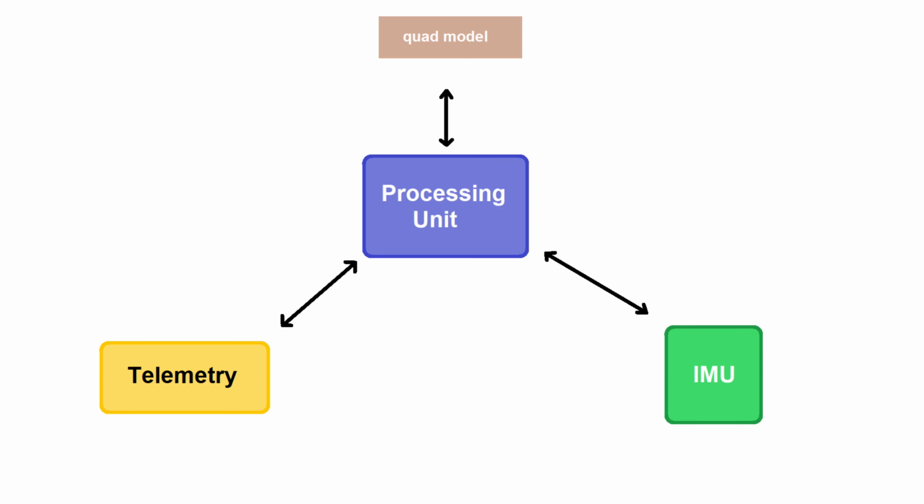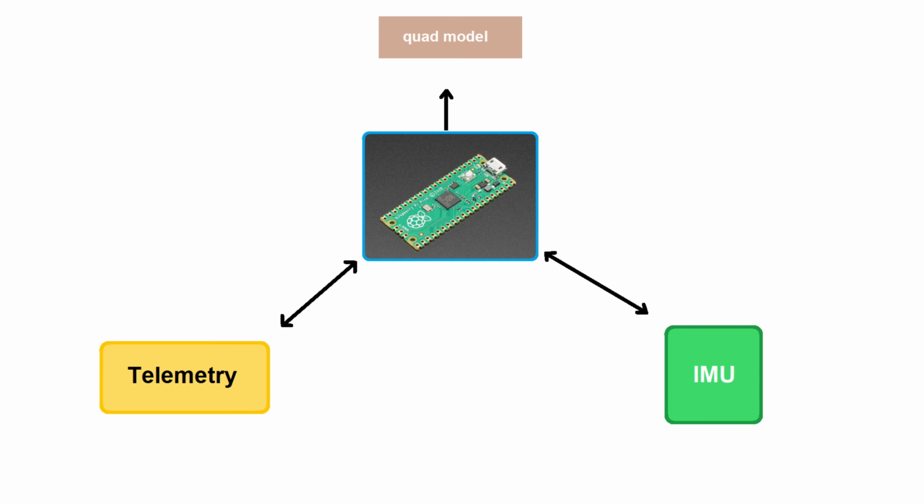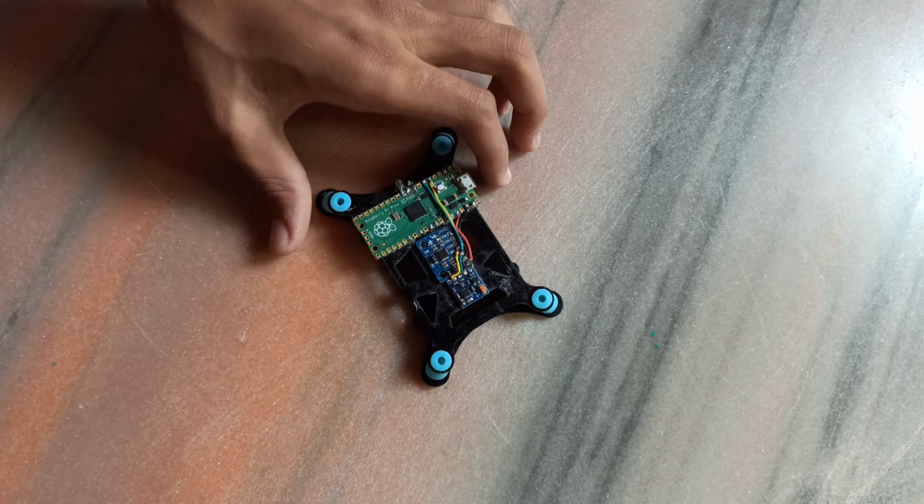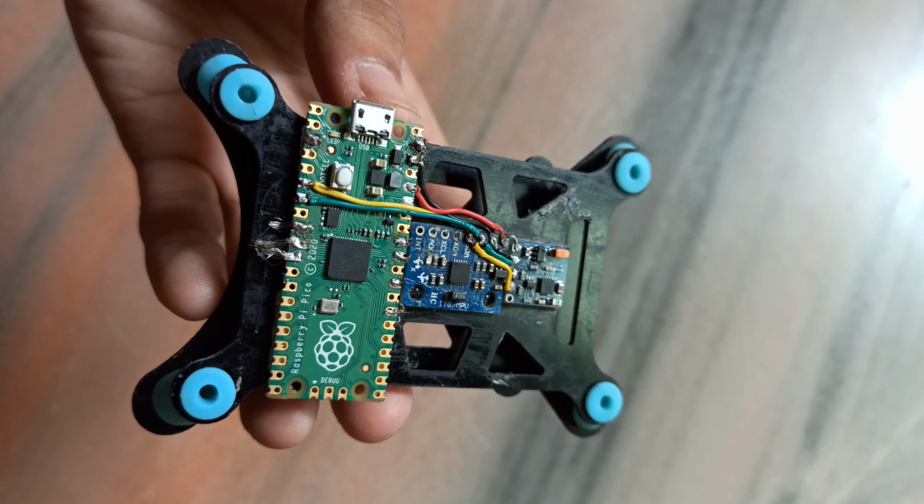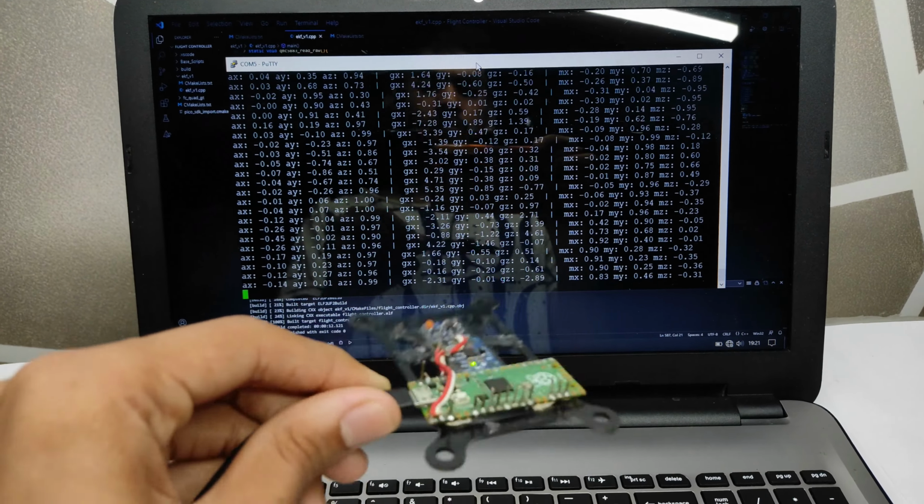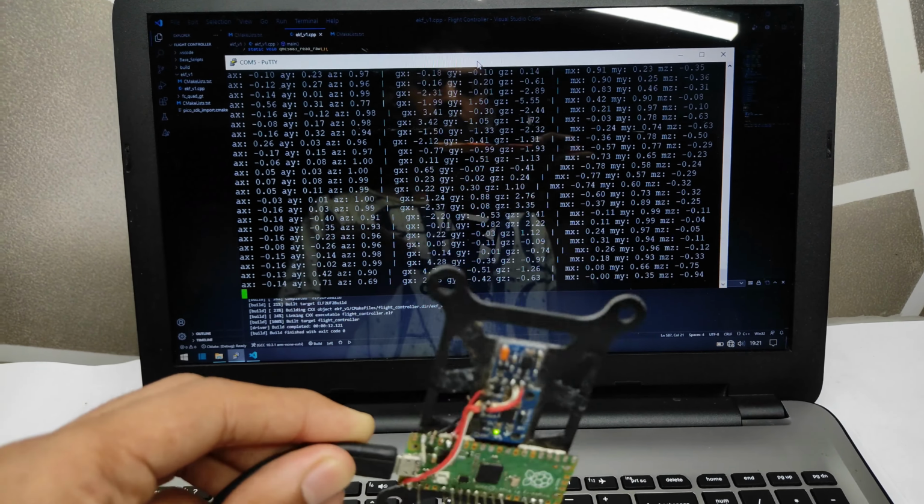A flight controller contains some sensors, telemetry for communication, and a processing unit for processing all the data. First of all, I need a microcontroller for the processing unit. I was thinking about some STM boards, but my friend sent me a Raspberry Pico. For the IMU, I chose the MPU6050 and HMC, but I got the QMC. Then I placed them on a damper and connected the sensors to the Pico via I2C and got the raw data. Here comes the challenge: to get an accurate angle by fusing all the sensors.